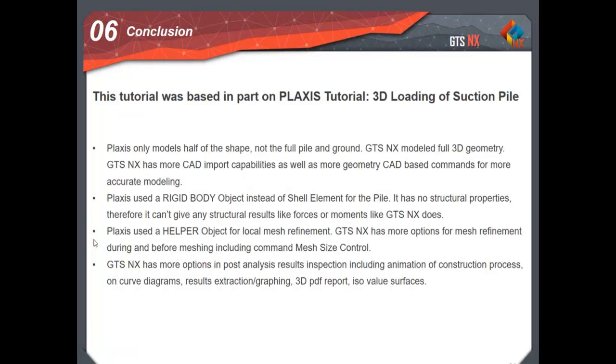The other differences I mentioned were that they don't use any structural elements, they just use a rigid body. So the only results they can get are displacements and maybe friction in the interfaces, but nothing like what we did for the shell element pile. They also needed help to connect the meshes with their helper object, whereas we don't have that difficulty. And lastly, we saw how great GTS NX is for its post-processor, how we can extract or visualize results, graph results, animations, videos, and all that.